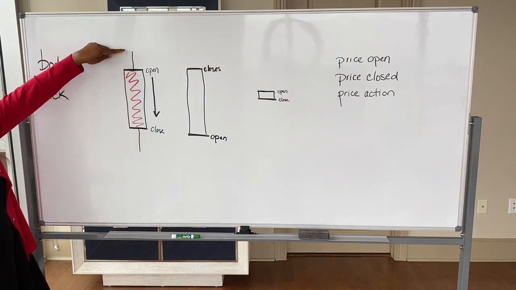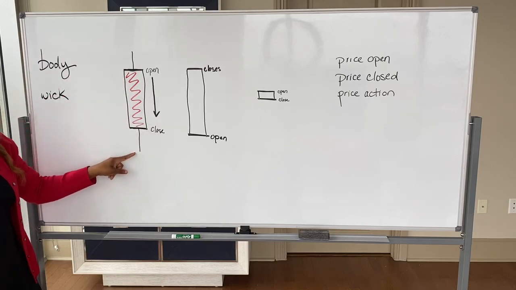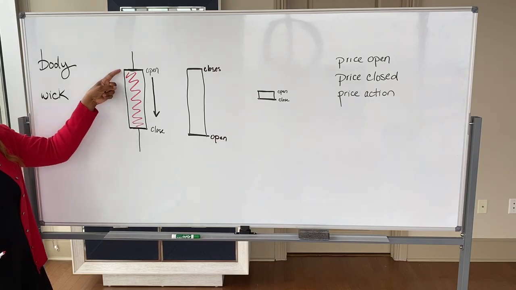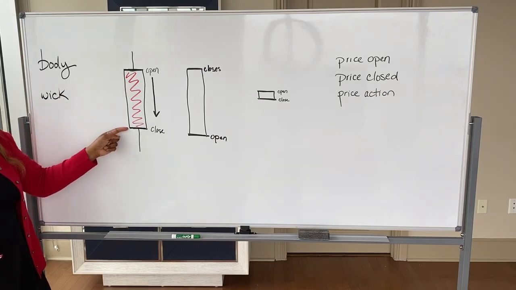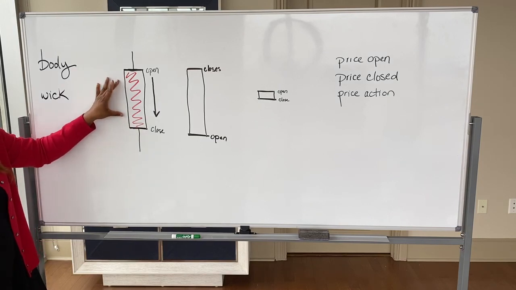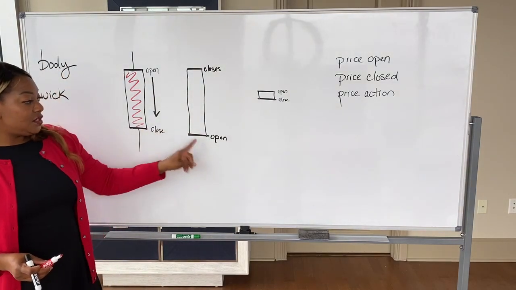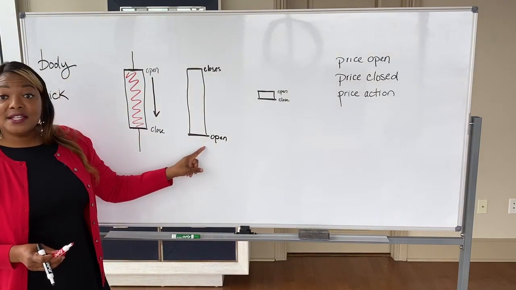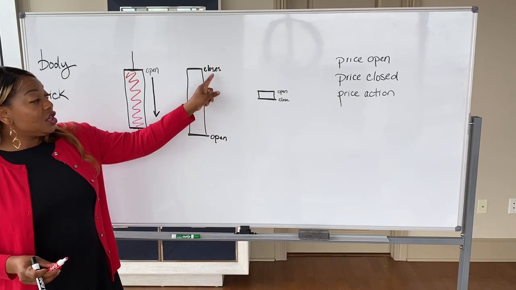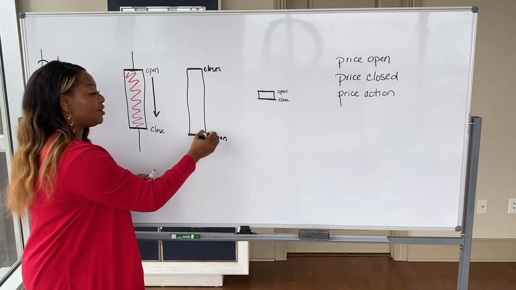So that's what this wick is saying, that at some point during the day, price came down to these levels, but it just didn't stop there. Between the open of the market and the close of the market, this is where we were in the body of the candle, okay? Now moving on to the next one, because in this one, price opens down here and then closes up higher, then we know that the price during that day is actually going up.